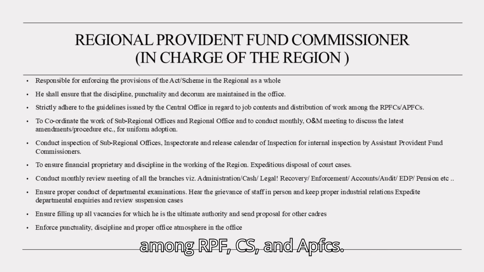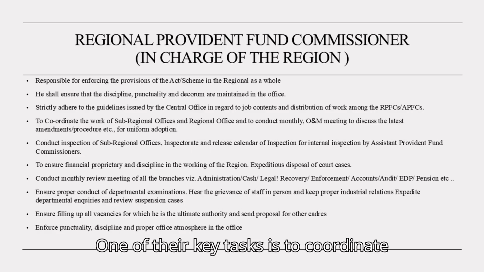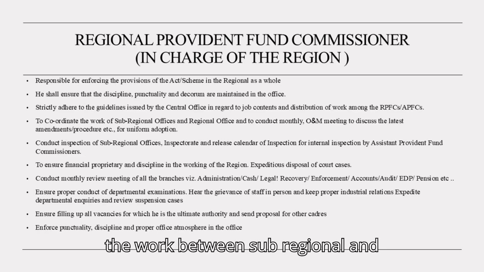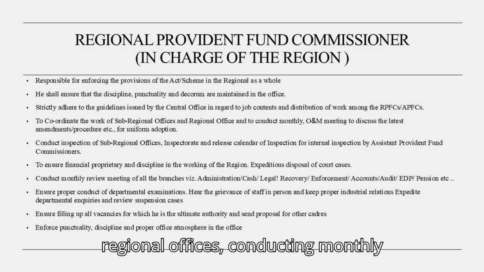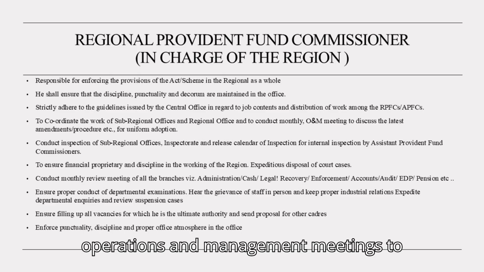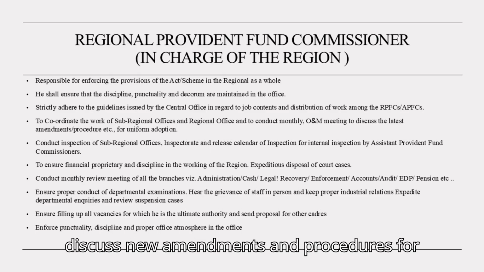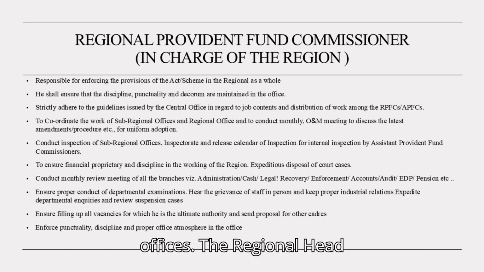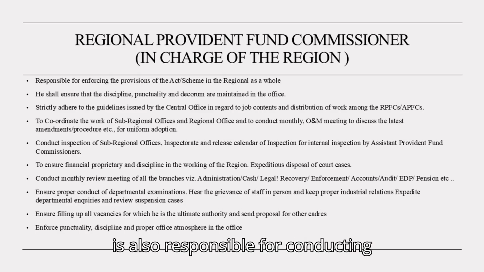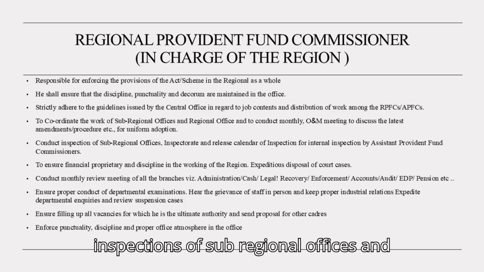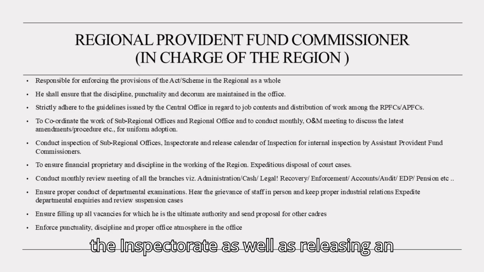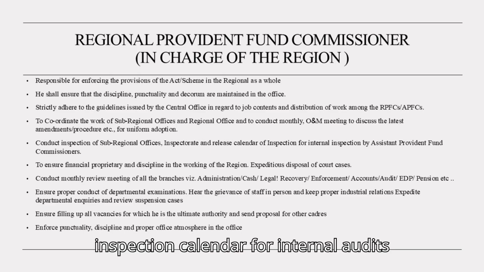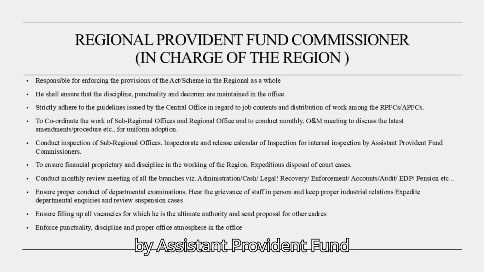One of their key tasks is to coordinate the work between sub-regional and regional offices, conducting monthly operations and management meetings to discuss new amendments and procedures for uniform implementation across all offices. The regional head is also responsible for conducting inspections of sub-regional offices and the inspectorate, as well as releasing an inspection calendar for internal audits by Assistant Provident Fund Commissioners.